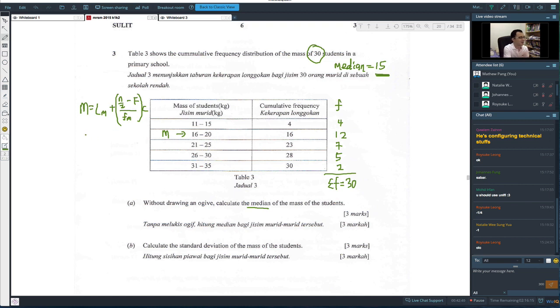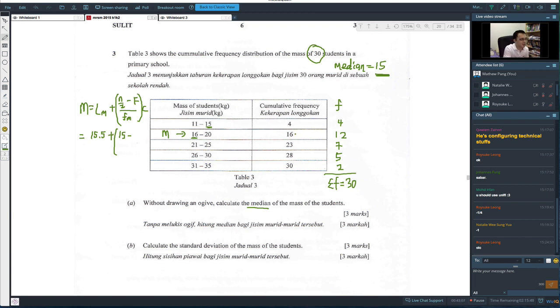This one is the median class, right? So the lower boundary means this one plus the previous class, divided by 2. The lower boundary of 16 is 15.5. So 15.5, plus n, which is the total frequency, 30 divided by 2, which is 15, minus the cumulative frequency before the median class. My median class is 16, right? Before the median class will be 4 only.